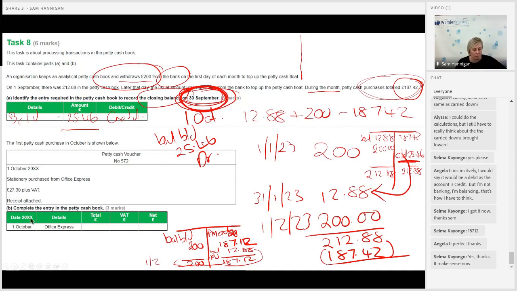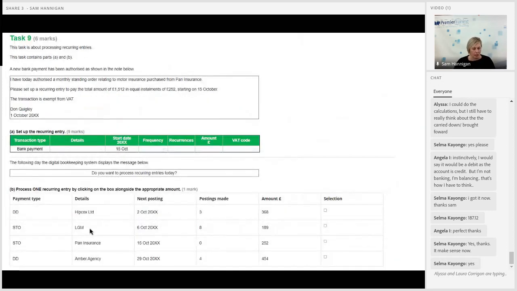Okay, then it's just saying complete the entry for petty cash. So you've got £27.30, and it says plus VAT. So your 27.30 is net, then you work out your VAT, and then you work out your total. Okay, that makes sense.